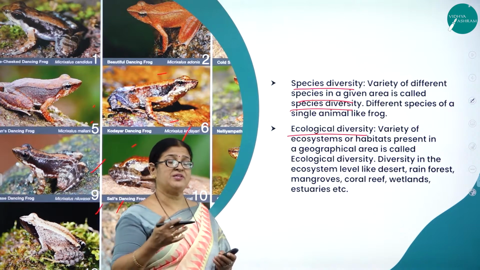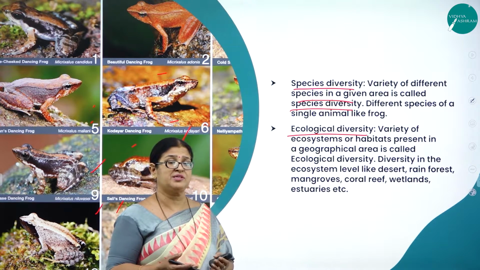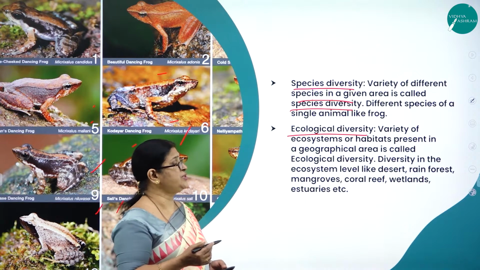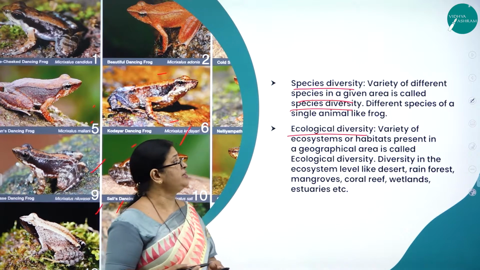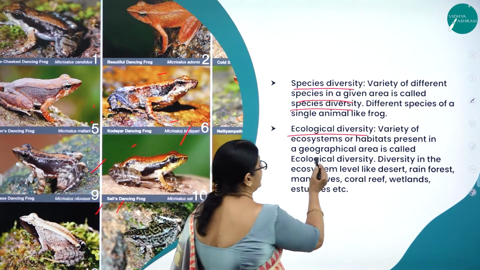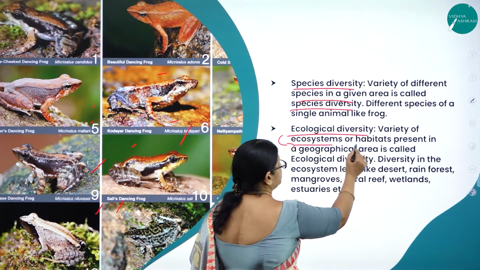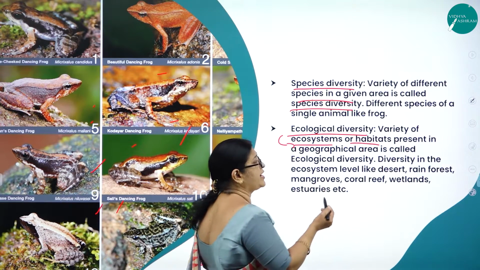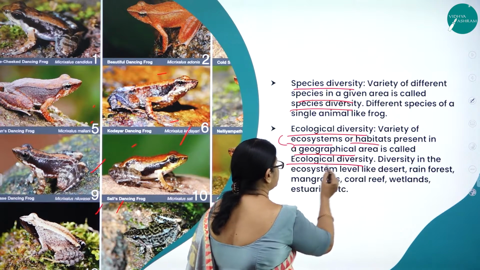So it is based on the geographical area, distribution of different species of animals and plants in different geographical areas, which constitutes the ecosystem or the habitat level of biodiversity. So ecological diversity can also be called ecosystem level of biodiversity or habitat level of biodiversity. So variety of ecosystems or habitats present in a geographical area is called ecological diversity.